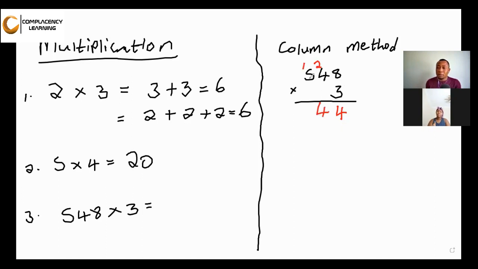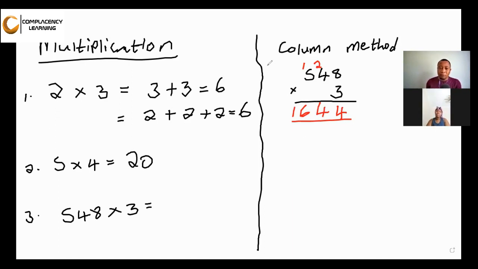So now I'm going to say 5 times 3 is going to be 15. 15 plus 1 is going to be 16. So which means that our answer is 1,644.